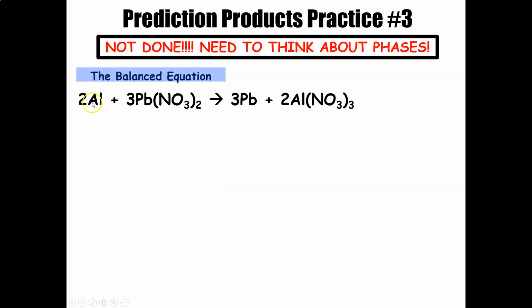We have our balanced equation, the overall equation. We're going to go through and add our phases, okay? Aluminum is a chunk of metal, so it's a solid. Nitrate is always soluble, right? So that makes lead 2 nitrate aqueous. If something's soluble, dissolves in water, we call it aqueous. So we're going to add aqueous to this.